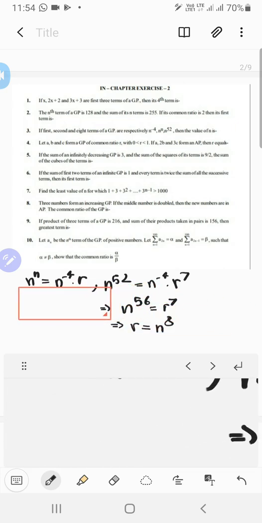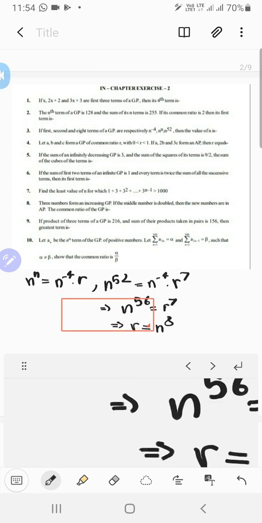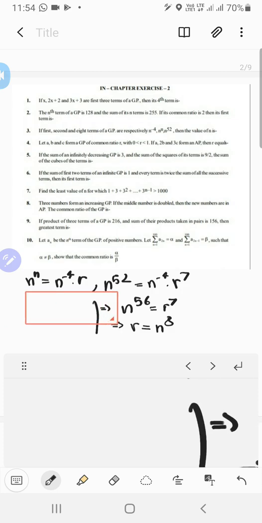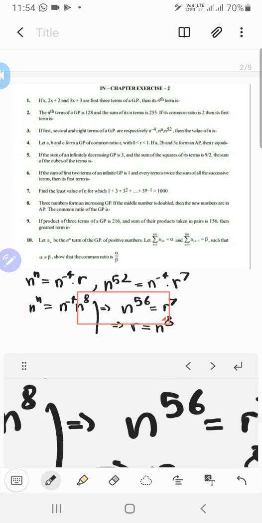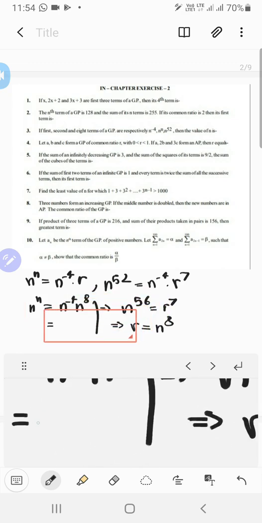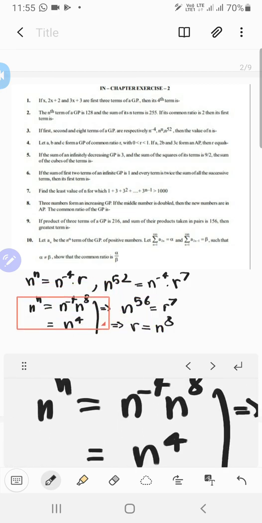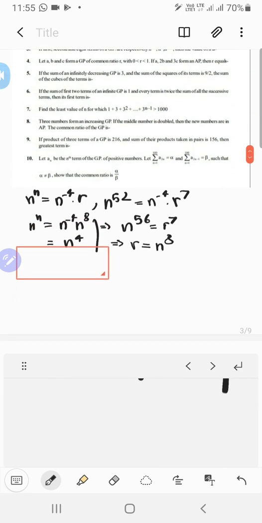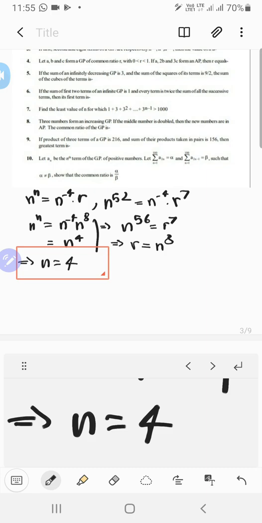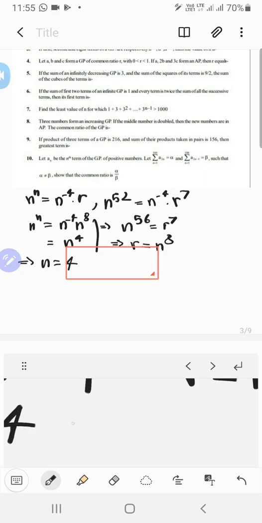Okay, so plugging that in this equation, first of all, just put a line. In this equation you get n to the n is equal to n to the negative 4 times n to the 8, which is nothing but n to the 4. So this is clear that n should be equal to 4. That's nice, which implies that n is equal to 4, or n is equal to 1.